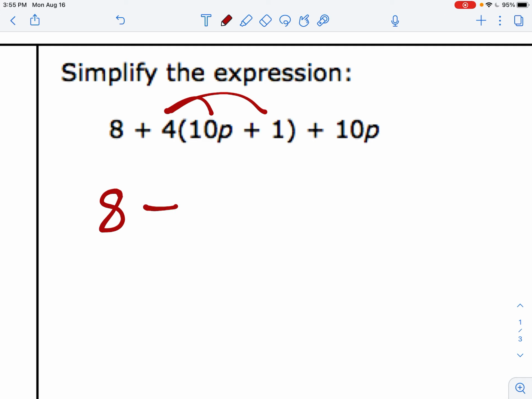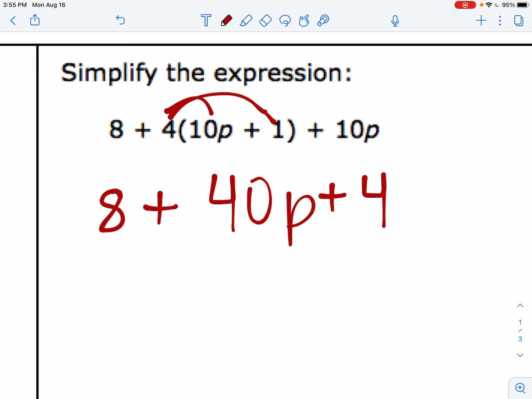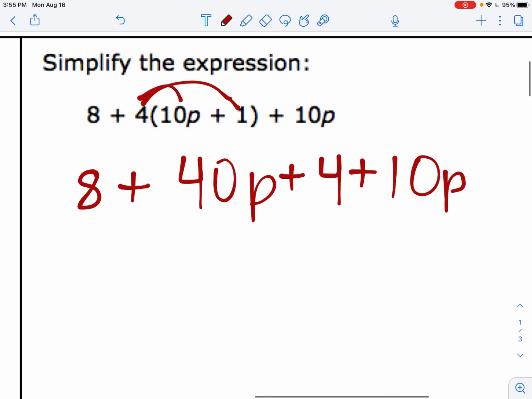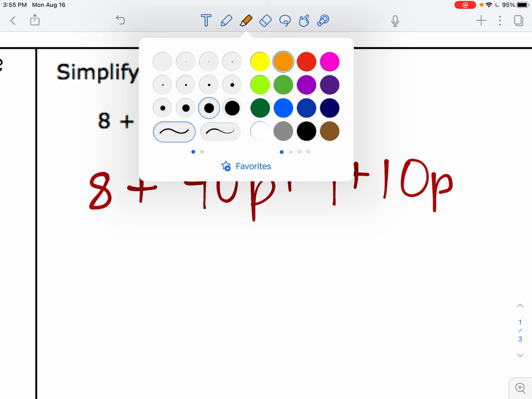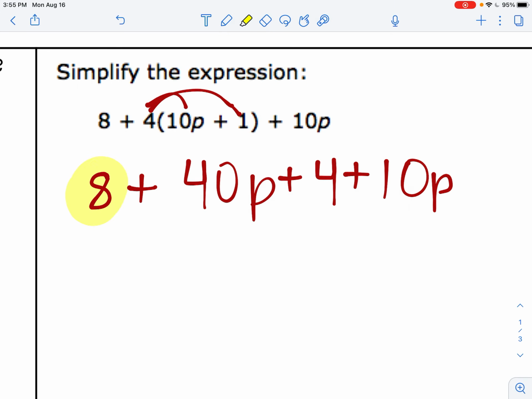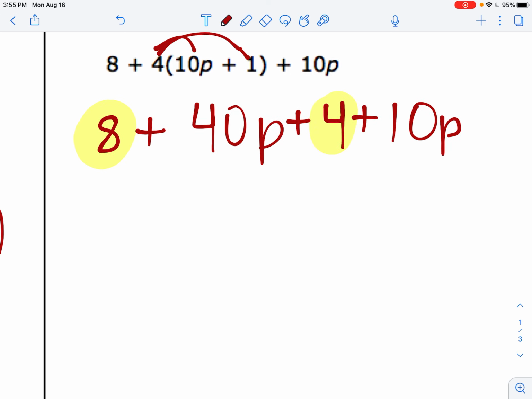So I'm going to say 8 plus, here's where the distribution starts. 4 times 10p is 40p. And then 4 times 1 is 4, right? And then I finish up by writing the rest of my problem down. Now, here's where I'm combining like terms, right? First, I'm going to highlight my 8 and say, okay, do I have other like terms? Any other constant numbers? Well, not 40p, not 10p, but 4 is another constant, right? So I'm going to add 8 plus 4. Cool, that is going to be 12.